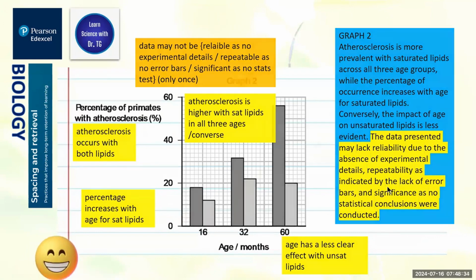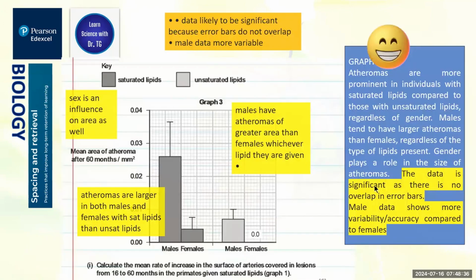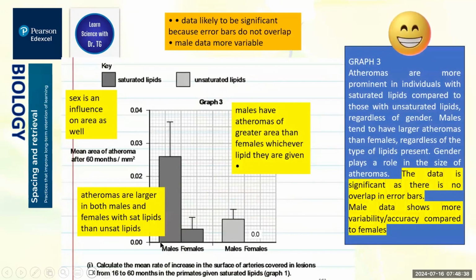The last one, we have a graph with the statistic on it now. The male and female, and mean area of atheromas. Atheromas are larger in both males and females with the saturated lipids. So the dark gray bars here compared to this one.